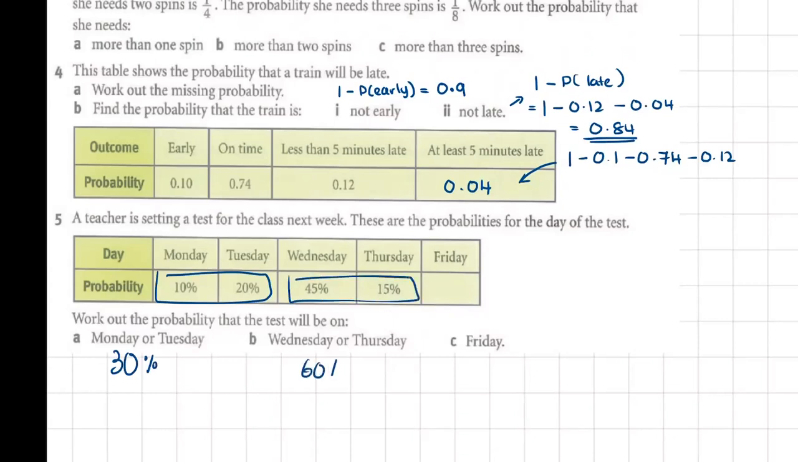It should be 60%. And on Friday, it is just 1 minus the rest. You can see these two add up together to 90%. Sorry, 100, since we're using percentages, not fractions. The answer would be 10%, it should be on Friday. And that would be all for 16.1.